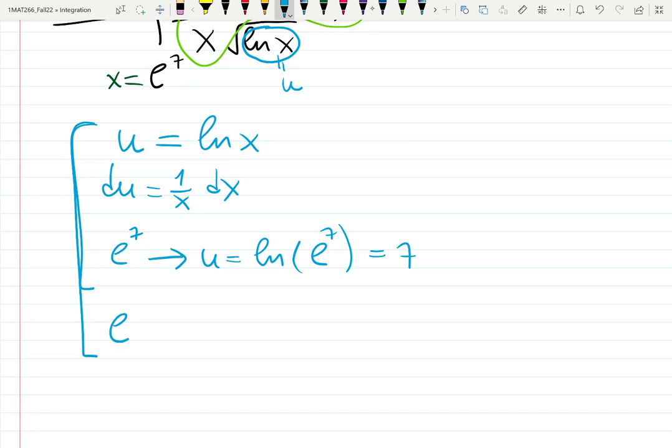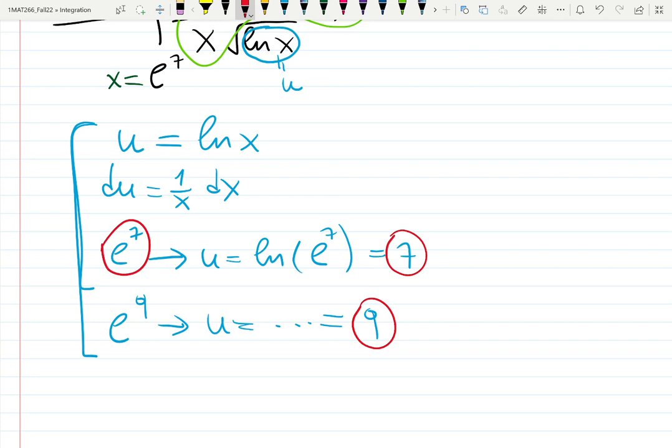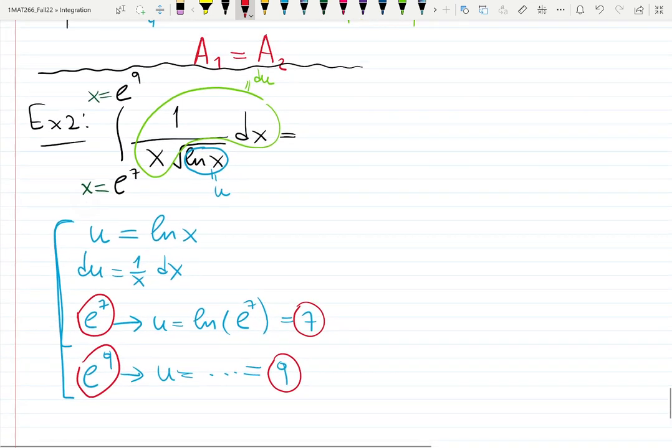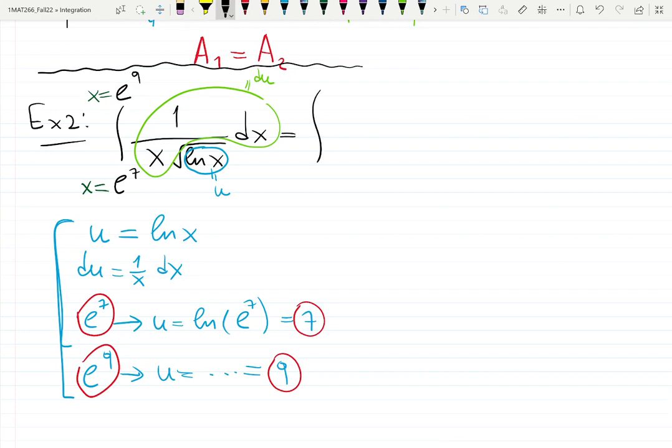So e to the 9 becomes u equals, guess what? 9. Remember, A used to be e to the 7, and it became 7. B used to be e to the 9, and it became 9. So the new integral after transformation becomes from 7 to 9. Who wants to tell me? People over there? Yes? 1 divided by square root of u du.